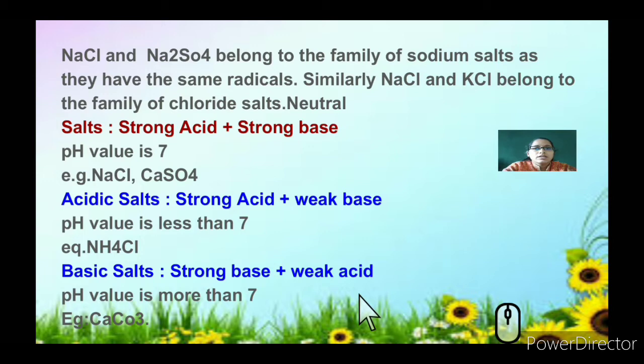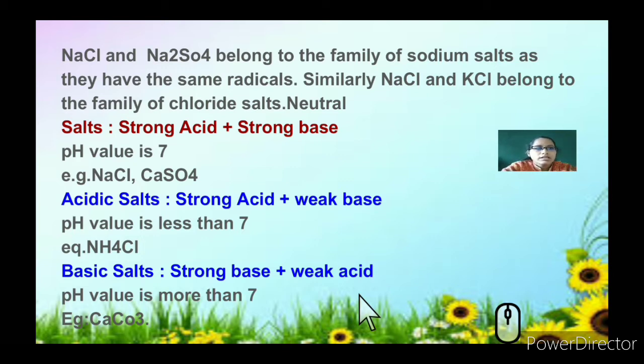So you can see here that sodium chloride and sodium sulfate belong to the family of sodium salts. You can see sodium is common here. They belong to the sodium salts as they have the same radical, that is, derived from sodium. The salts are only different because of the non-metal, sulfate and chlorine.